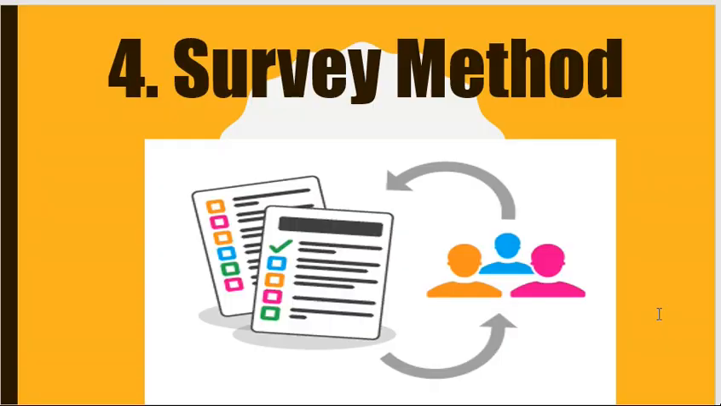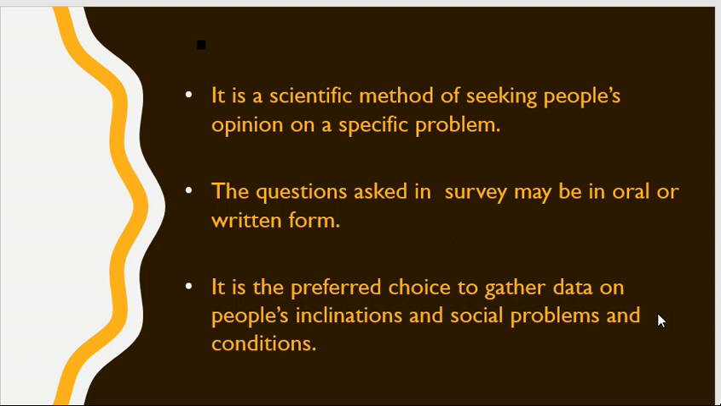Next method is the survey method. Okay. What is survey method? Survey method is a scientific method of seeking people's opinion on a specific problem. The questions asked in survey may be in oral or written form. So what is survey method? In survey method, we ask questions related to a specific problem and then we take the responses and overall we take the average results.